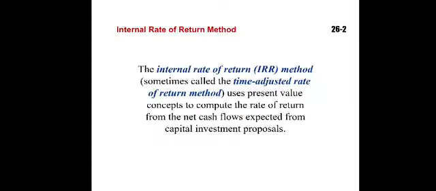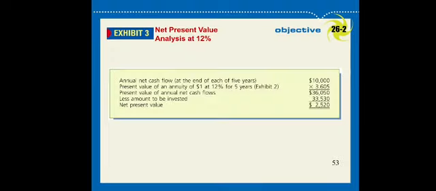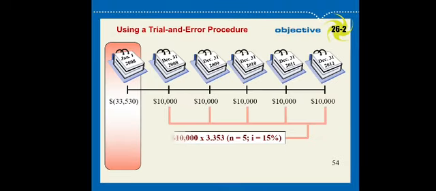Now, this is method number 4. Method number 4 is the internal rate of return method. Just remember, this method also uses the present value concept. Using this method, you have to calculate what is the rate of return from the investment. So let's see the way to calculate that.